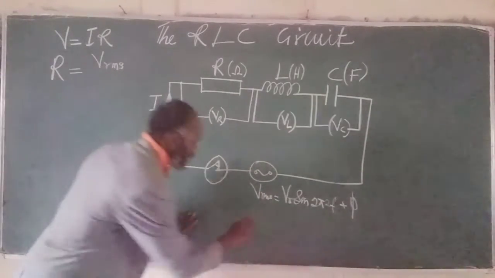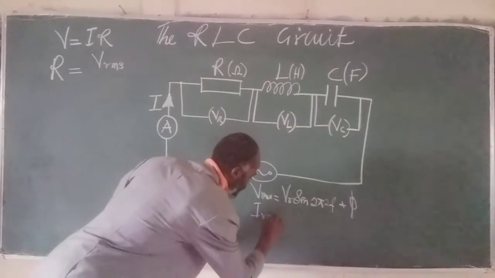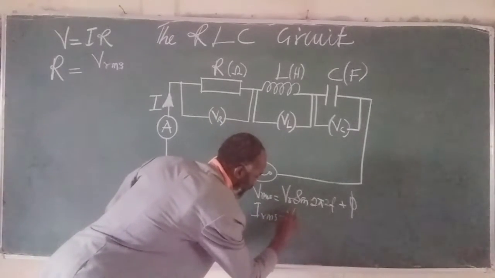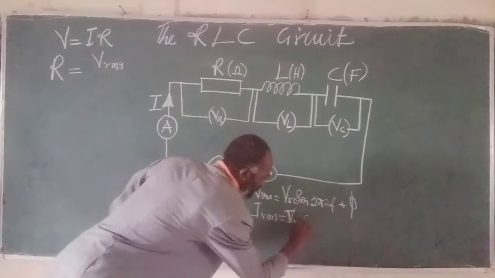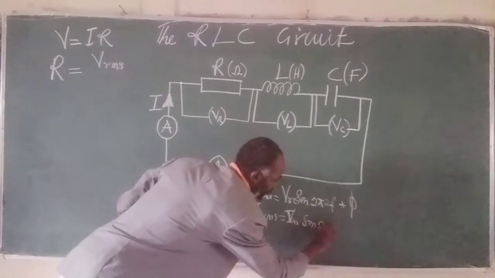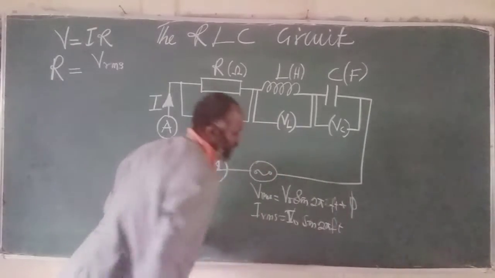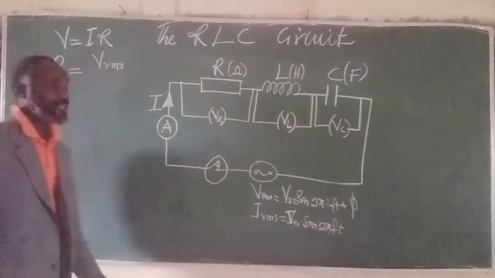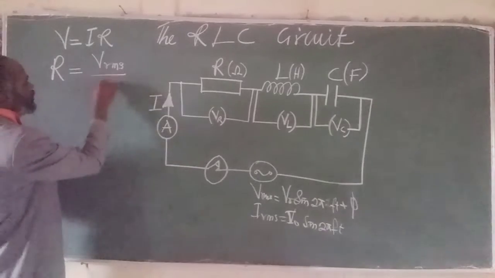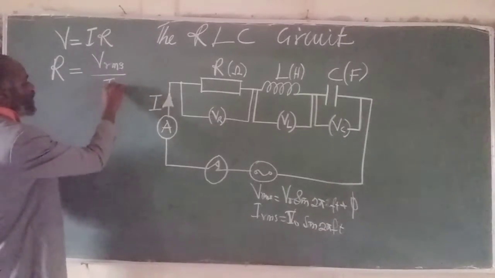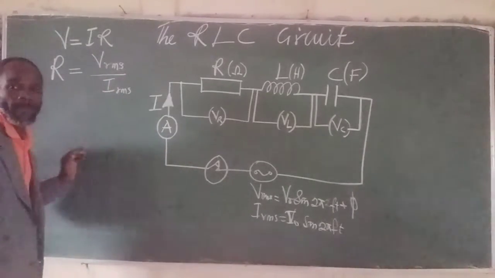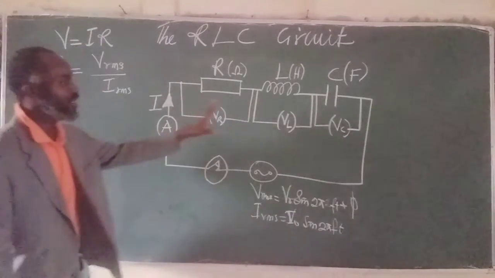Okay, we still have to get our current here, I equals I0, the peak current, sine 2 pi ft, and some lag. So that is it. So if we have this, it could be V over I, it could be RMS, okay? That's for resistance.